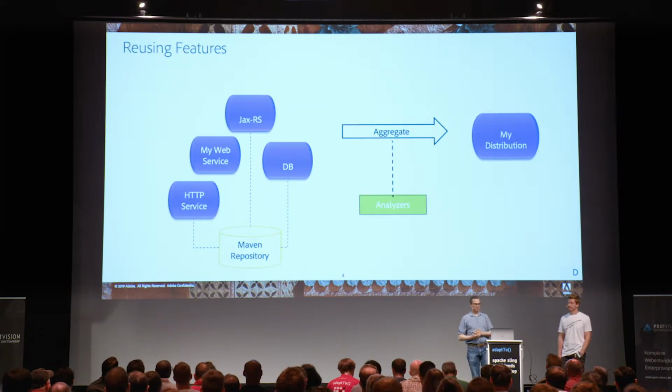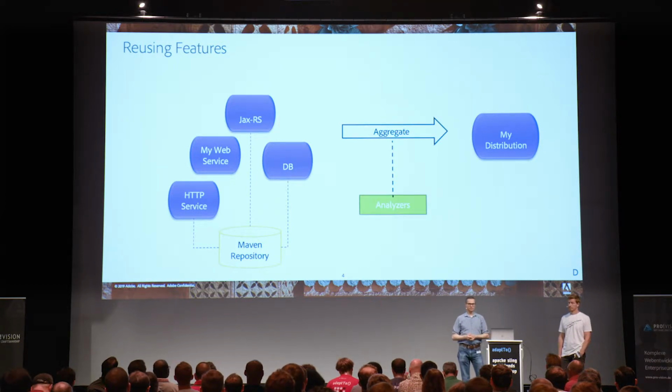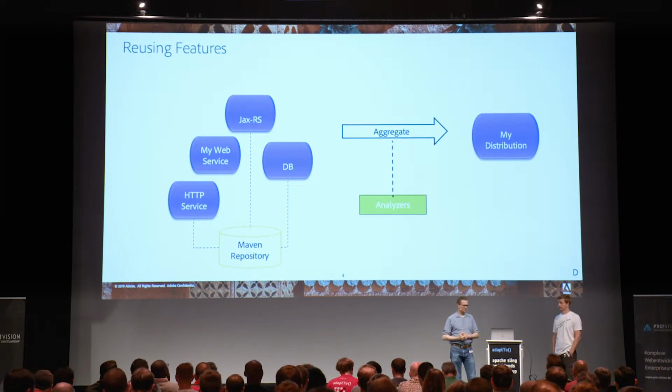So let's say I'm building a web service somewhere, and for that I need JAX-RS, I need an HTTP service, I need a database. Instead of having to find all these things together myself, I should be able to just pick the features that provide this kind of functionality by referencing them through Maven artifacts. So I have a JAX-RS feature, I have an HTTP service feature, and I just point at them, and I have my own code, which is a couple of bundles maybe that provide my own web service. And then basically I put this in the grinder and create my own distribution. And that's what the aggregation process is about.